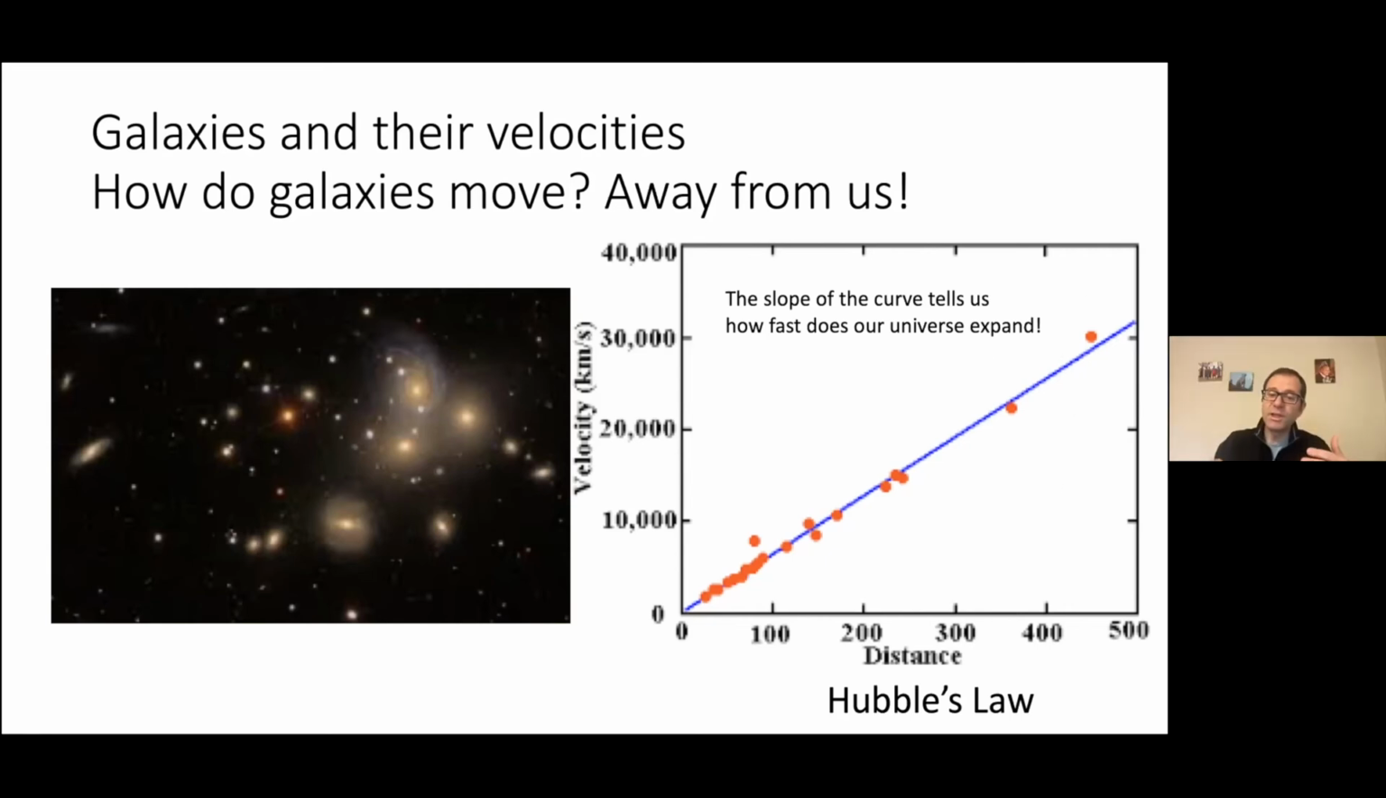Okay, so you see, when the distance increases, the velocity also increases. Not only are all the galaxies moving away from us, but the further away a galaxy, the faster it moves away from us. Actually, our universe is expanding. And you can nicely see the expansion of the universe, in fact, by inflating balloons.